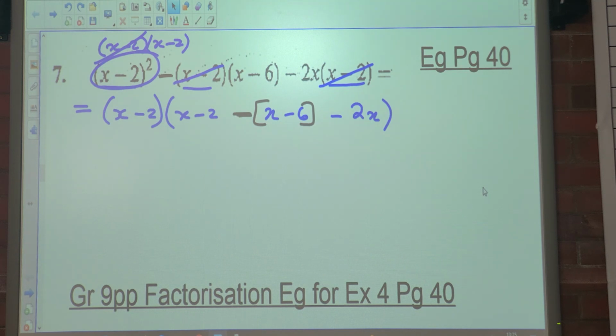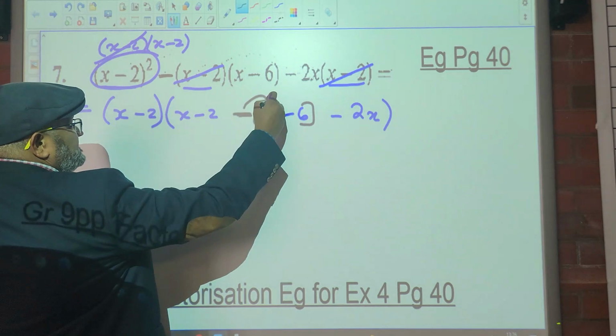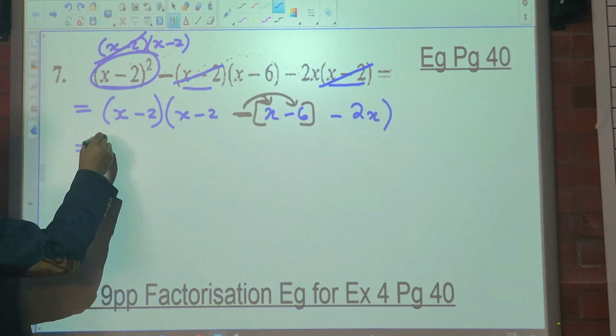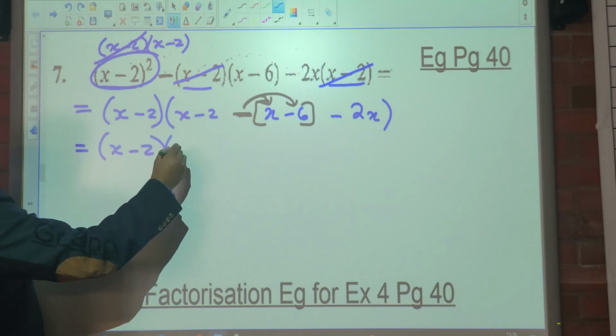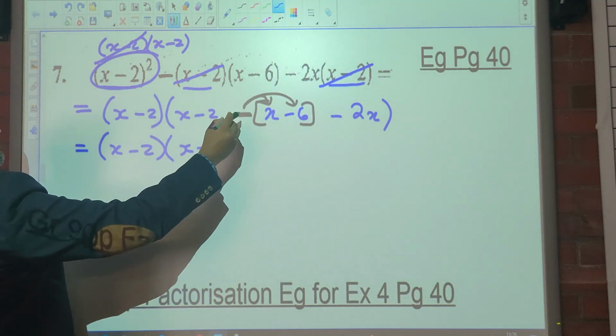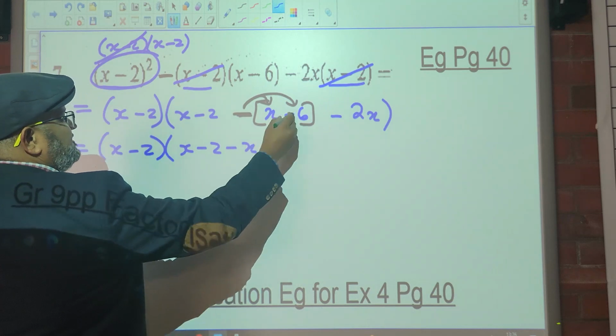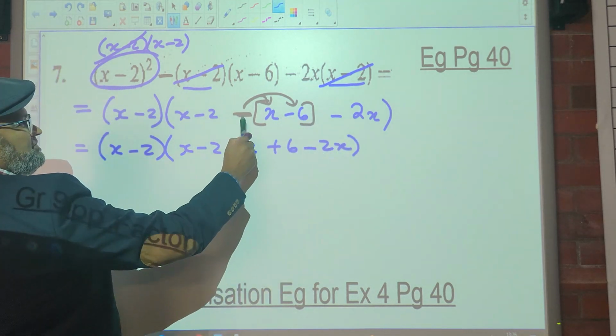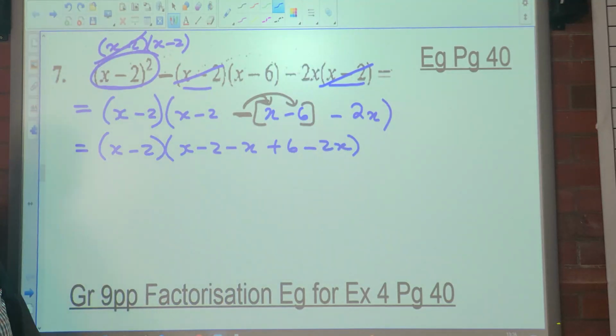So what am I going to do now? Get rid of the inner bracket, not so? So we have now x minus 2 into x minus 2. Negative times x is negative x. Negative times negative 6 is positive 6. Minus 2x. But remember that there's nothing to do with that term.